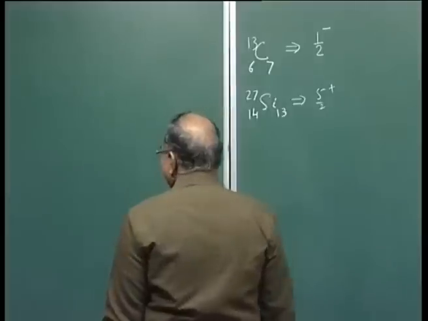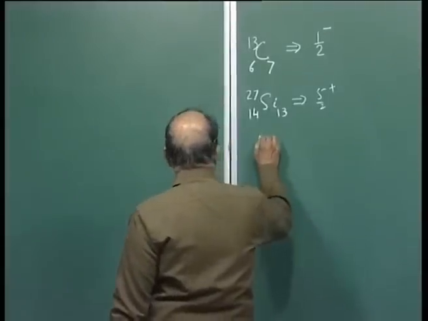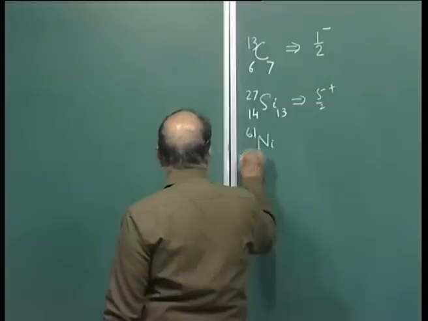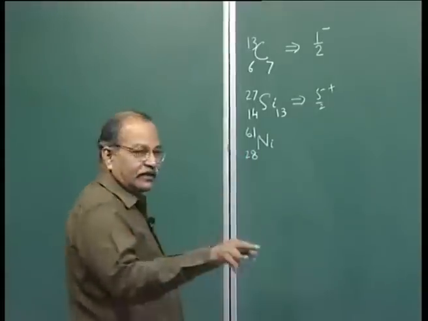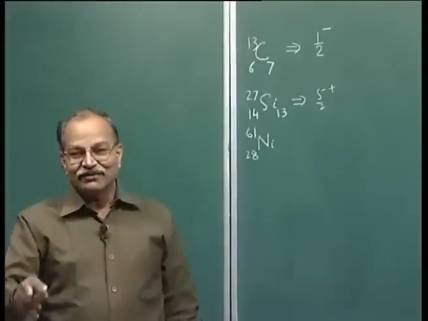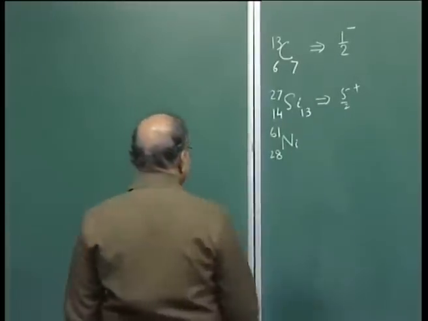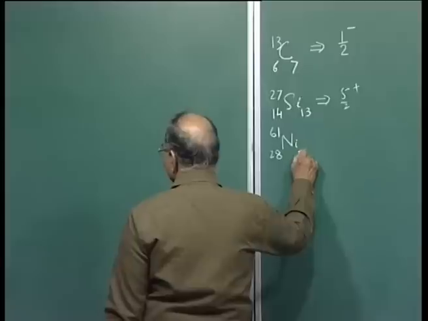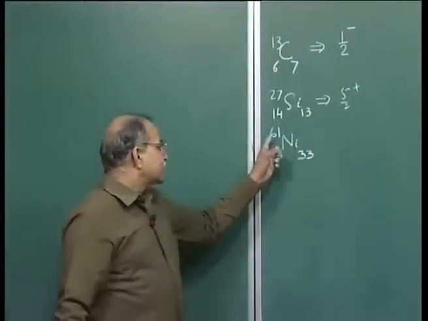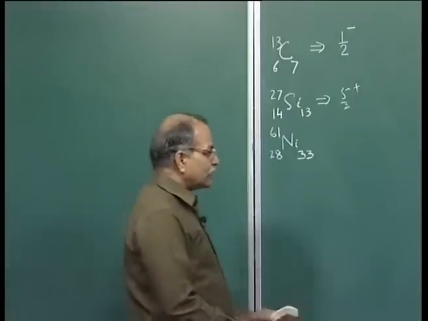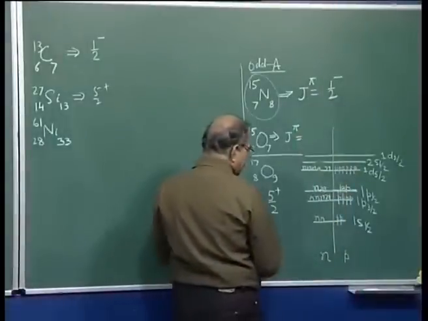and that is nickel 61. For nickel Z is 28: iron, cobalt, nickel. Iron is Z equal to 26, then 27 and 28. So nickel is 28. So how much remains? 33. Total is 61, correct? So now let us work it out. Let me draw the fresh diagram.